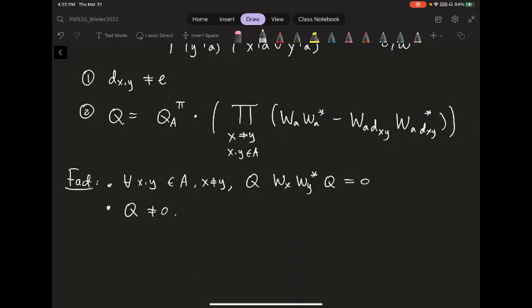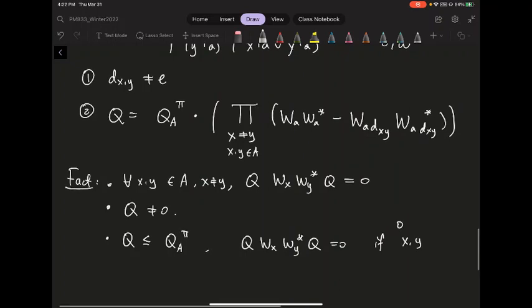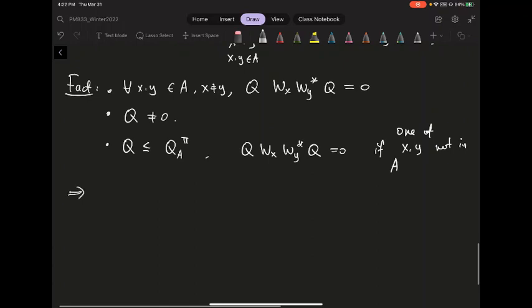And because your Q is a sub-projection of your Q_A pi, this Q times W_x W_y star Q will also be equal to 0 if one of x and y is not inside A, but of course they have to be inside F. So basically this Q will satisfy what we have. As a result, Q is the desired projection, and therefore we finish the proof.